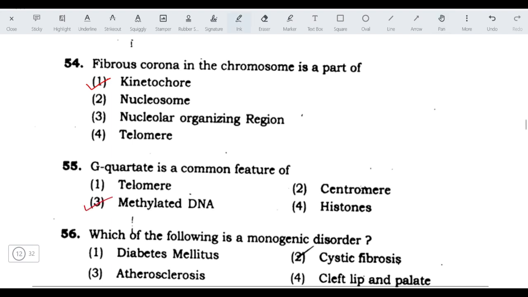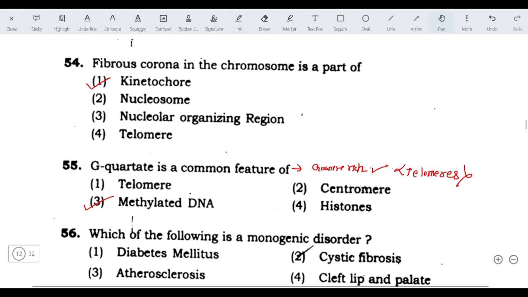This question: G quartet is a common feature of. The answer here is methylated DNA. G quartets form in G-rich regions, often in telomeres and methylated regulatory regions. This question: which of the following is a monogenic disorder? The answer here is cystic fibrosis. It results from mutation in a single gene, CFTR.